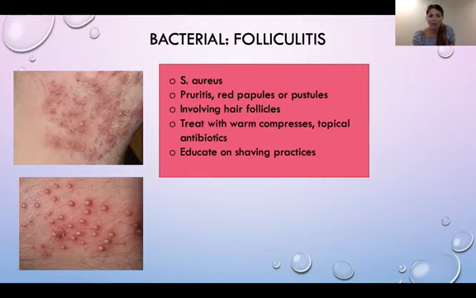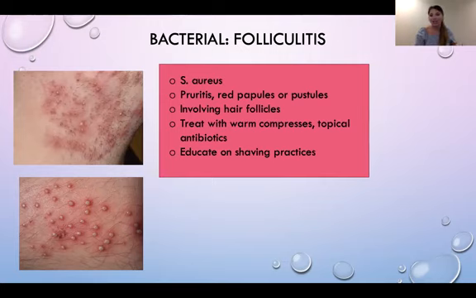So some people have it quite often. So I like to do clindamycin and, like I said, doing the warm compresses. Now, if this ever turns into an abscess, then it's definitely more than a folliculitis. We just want to keep an eye on that.